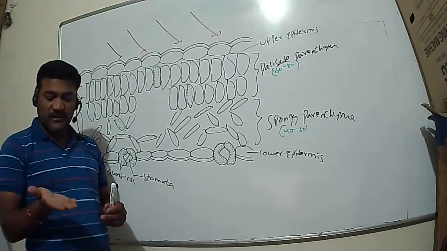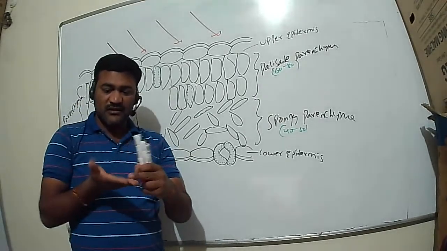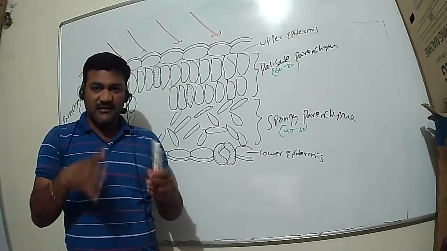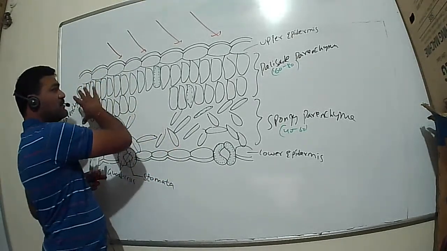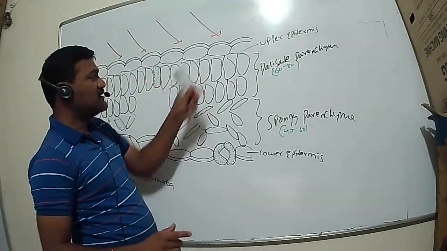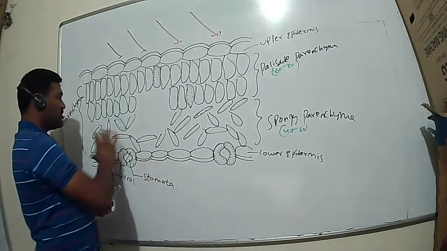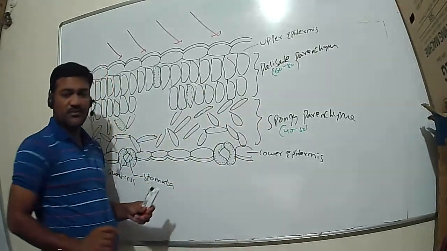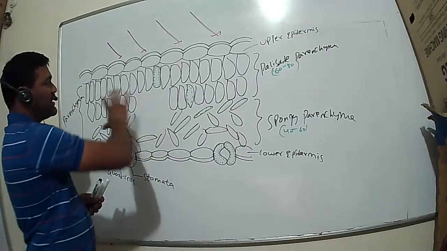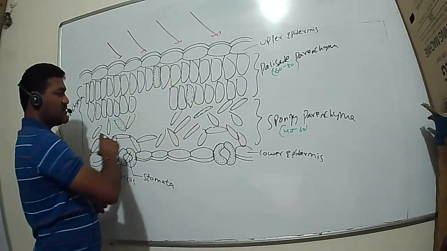That's why if you look at a leaf, the upper surface will be dark green and the lower surface will be light green. That's just because there are more chloroplasts per cell in the palisade parenchyma and fewer chloroplasts per cell in the spongy parenchyma. So the upper surface is dark green and the lower surface is light green.